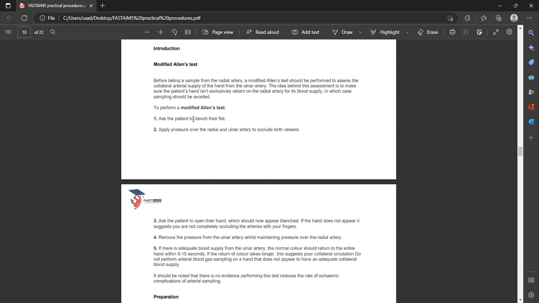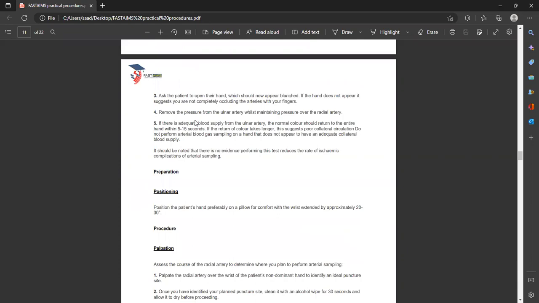This is one way. The second way is that you do it on the dummy. You do not involve the patient. I will ask the patient to make a fist. I will press ulnar and radial. I will ask the patient to open the fist, and then I will release pressure from the ulnar artery and then check ulnar patency. That's how you can verbalize and check ulnar patency on the dummy, whether you involve the patient or not. There are two ways you can do the modified Allen's test.